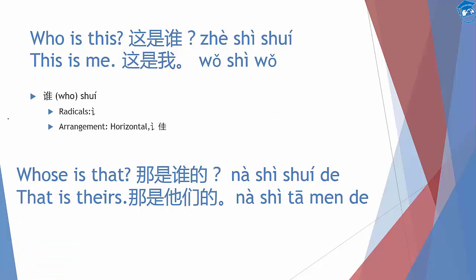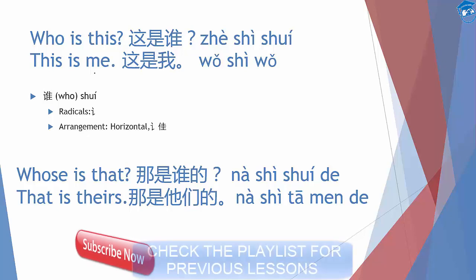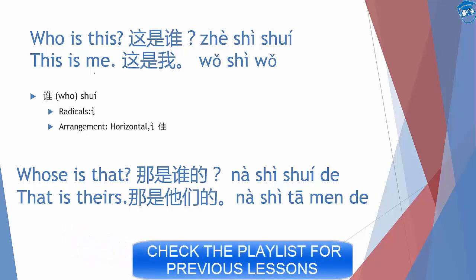Okay, and of course you can always replace who is this into who is that. So it's just as simple as saying 那是谁 if you want to ask who is that. And of course, the answer can vary as what you have learned in the previous lesson. So I'm not going to repeat. If you wish to, you can always refer to the previous lesson.